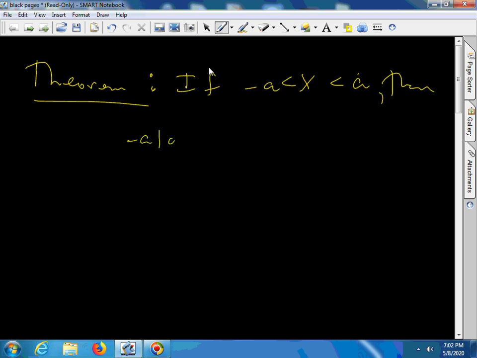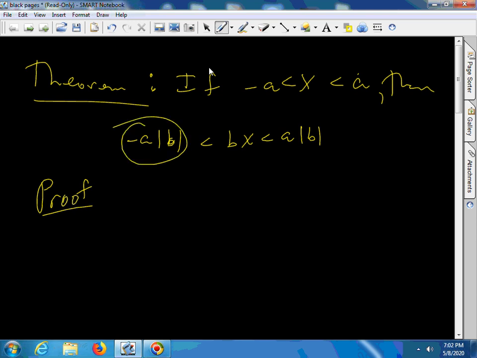negative a times the absolute value of b is less than b times x, which is less than a times the absolute value of b. Proof. Now, notice that I maintain that this is negative and that this is positive.